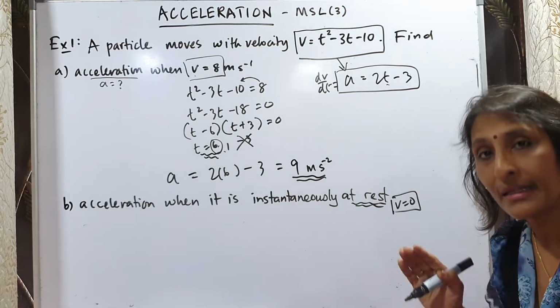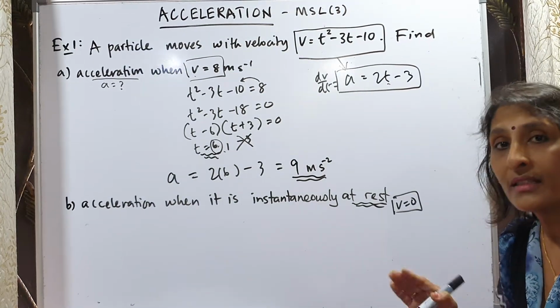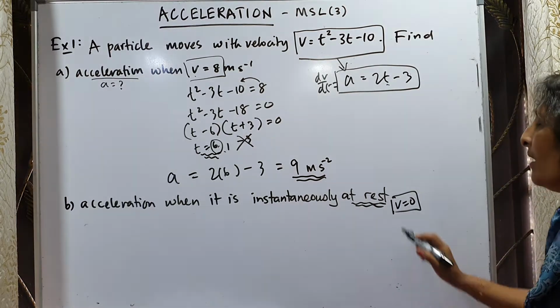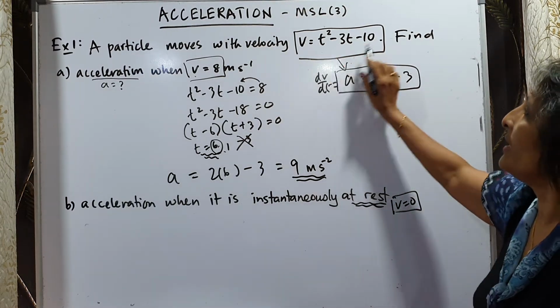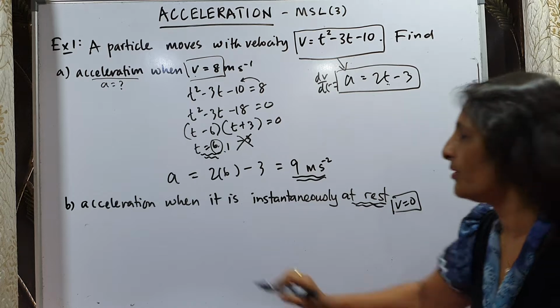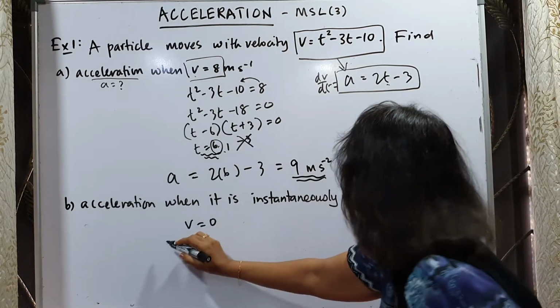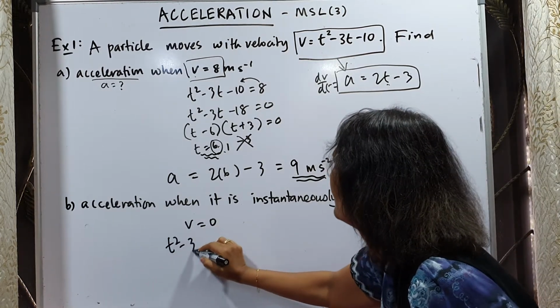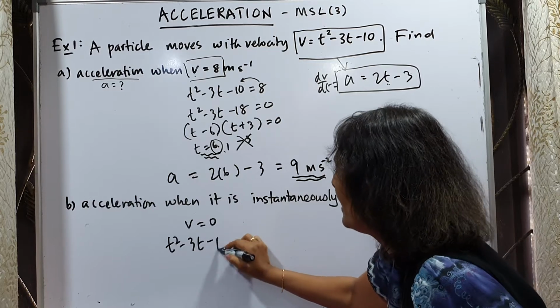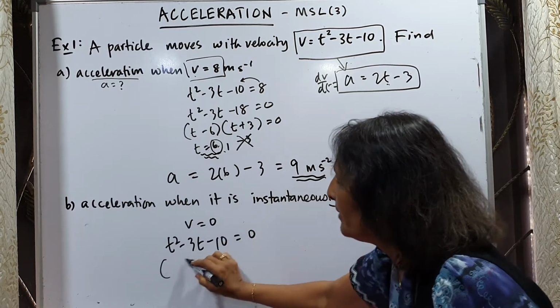Okay, when a particle is at rest, meaning it's not moving, there's no velocity. So V is 0. Okay, so since we have the V here, we take this V equals to 0. Alright, V equals 0. So we take the equation t square minus 3t minus 10 equals to 0. Factorize this.